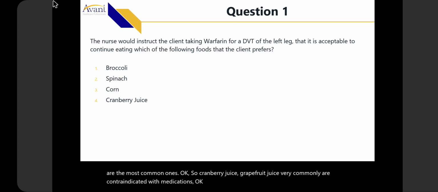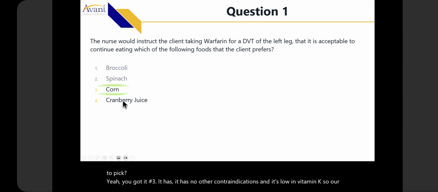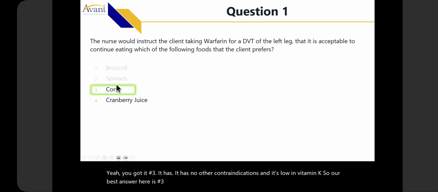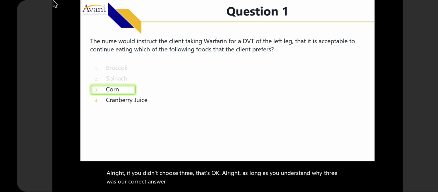So between three and four, which one do you want to pick? Yeah, you got it. Number three, it has no other contraindications and it's low in vitamin K. So our best answer here is number three. It's acceptable for them to continue eating corn while taking warfarin. Good job. If you didn't choose three, that's okay, as long as you understand why three was our correct answer.